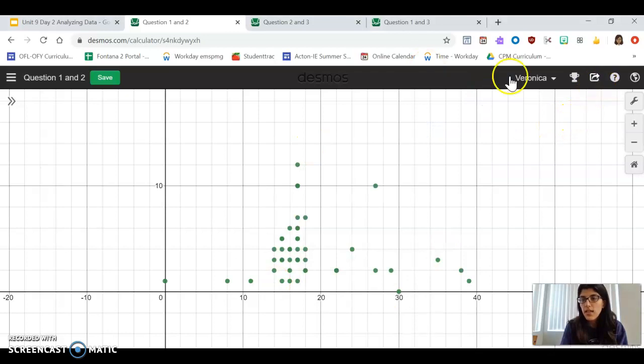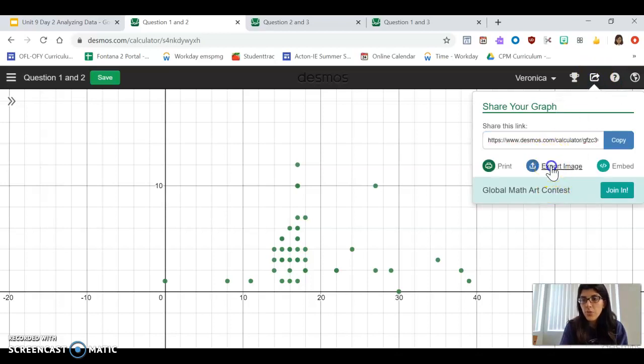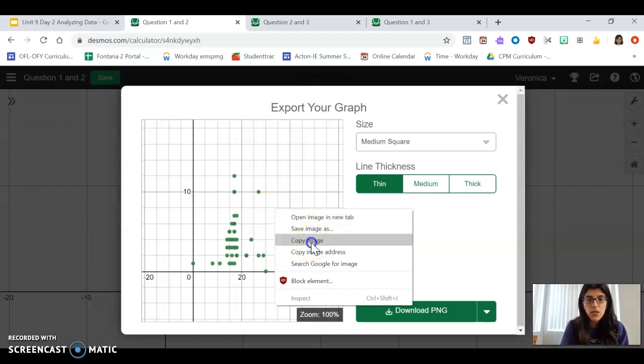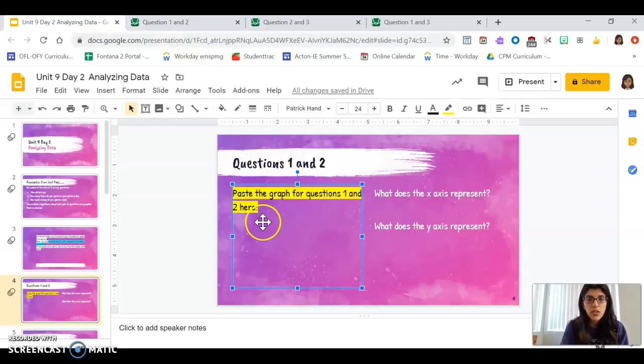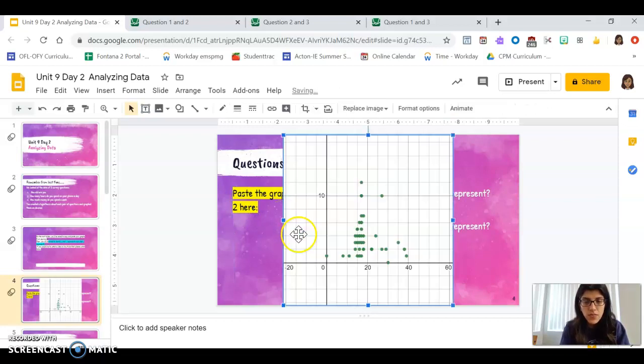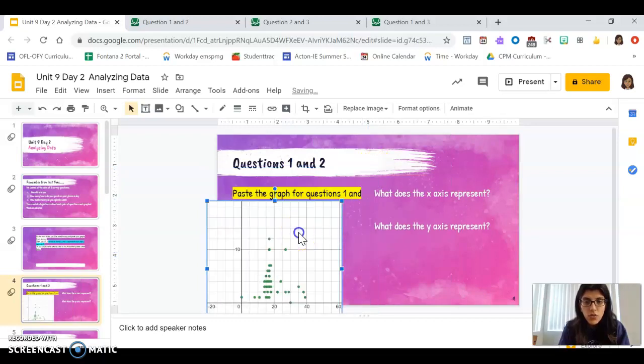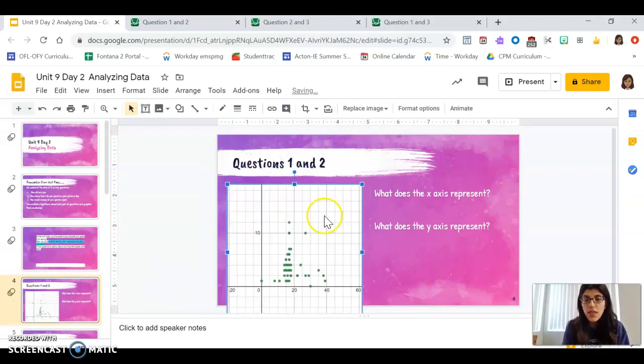Or I think a lot of you guys last time did the share graph. So you would go where it says share graph, export image, and then from there you have your graph. I can just copy it and paste it here. So paste graph for questions 1 and 2 here, Control V to paste, and it's okay if it goes over that part, it's fine. So I'm just going to put that right there.